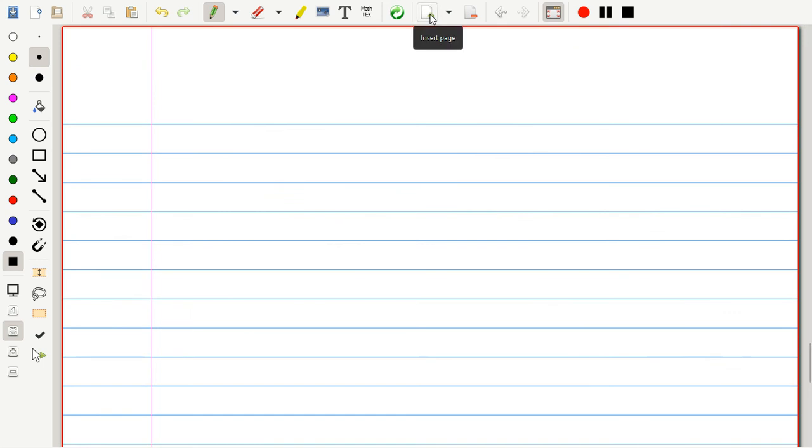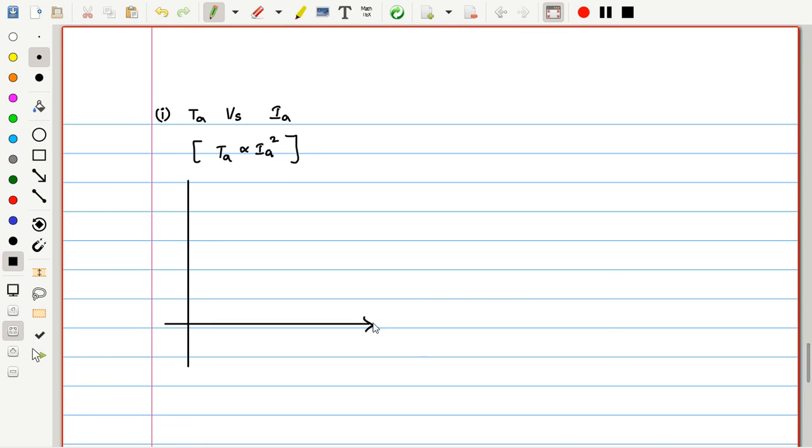Now let us see what the corresponding characteristics will be. Let me take the first one: the torque versus the armature current, as in the DC shunt machine. Immediately keep that expression over here. What is the torque versus this current? Torque is proportional to Ia square, which is what we had seen. So this looks like a quadratic equation, so we can say this Ta looks like a parabola.